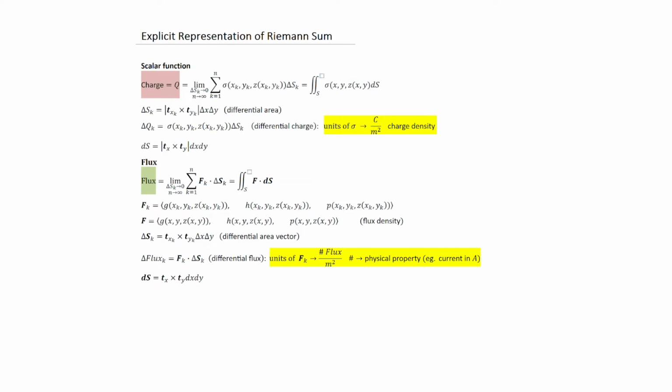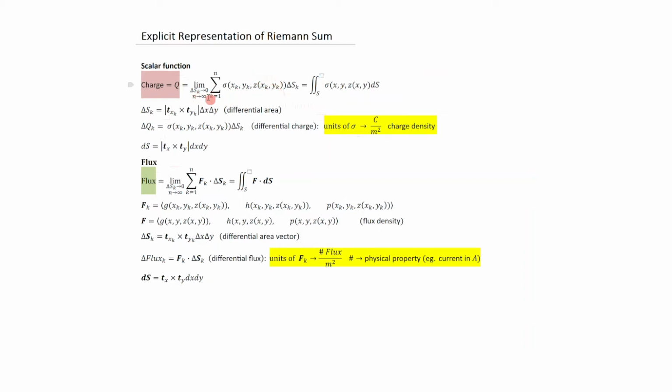Okay, so given that we have set things up, then we want the explicit representation of a Riemann sum. So scalar function and flux we were interested in, as we were with the case of the parameterized representation. So in this case, we're parameterizing with respect to the variables x and y. So the charge density at any given point on the surface is related to x, y, and z, which is the actual point on the surface. Evaluate x and y. This is the explicit representation of the function of the surface.